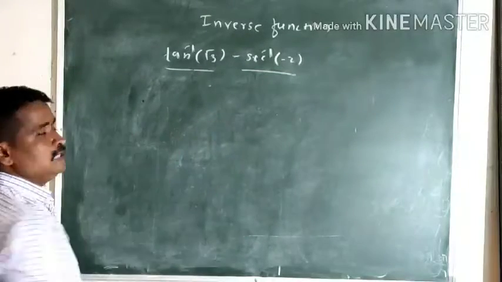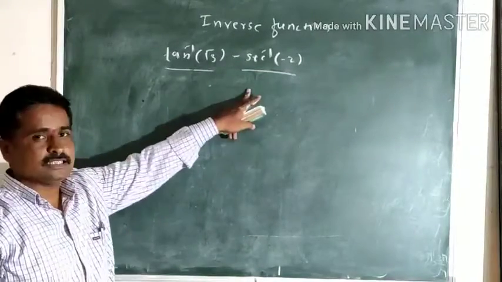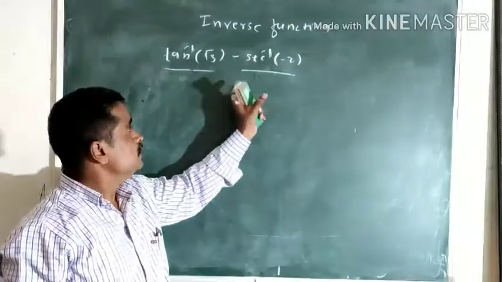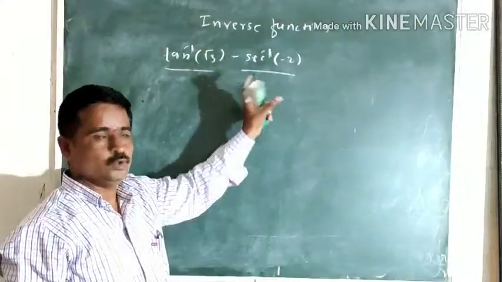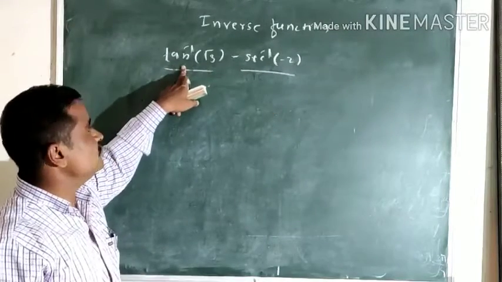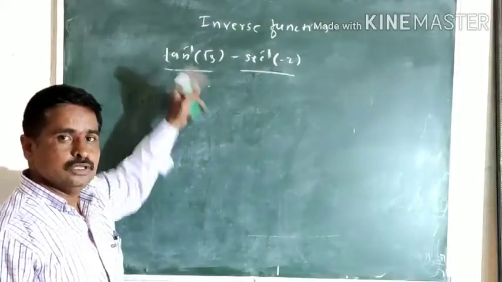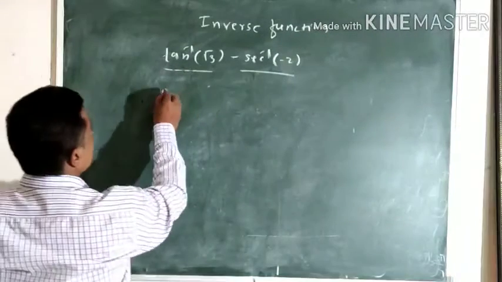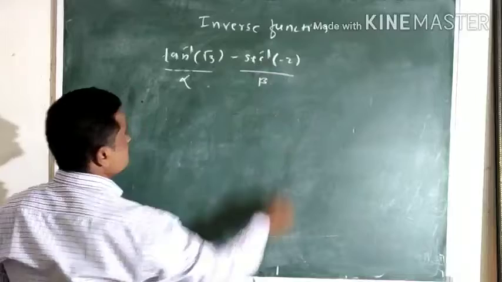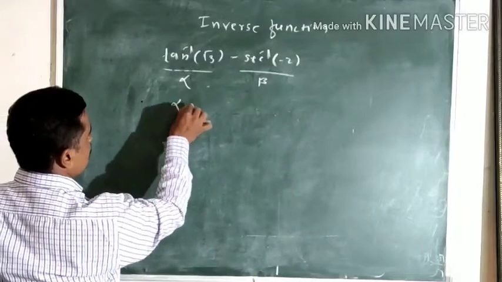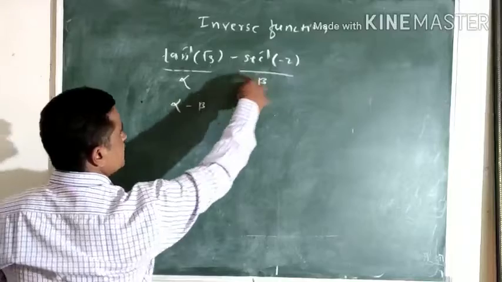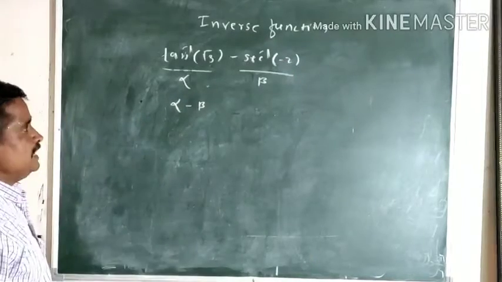So we know the range of tan inverse and sec inverse. Sec inverse depends on cos, and the range of cos is 0 to pi, and the range of tan inverse is minus pi by 2 to pi by 2. So by a similar procedure we consider alpha and beta. That means we have to calculate alpha minus beta, that is tan inverse of root 3 minus sec inverse of minus 2.